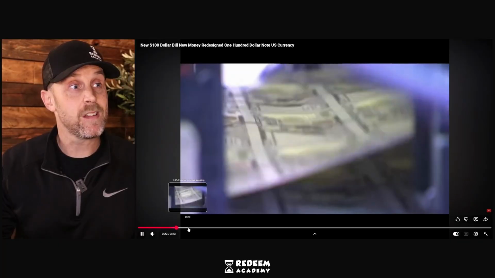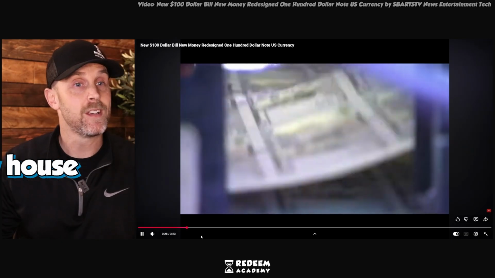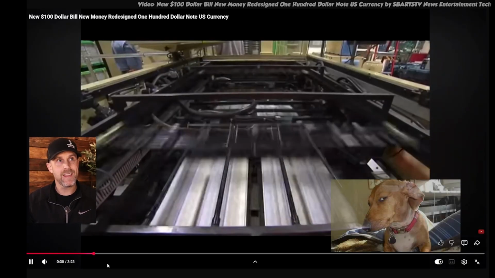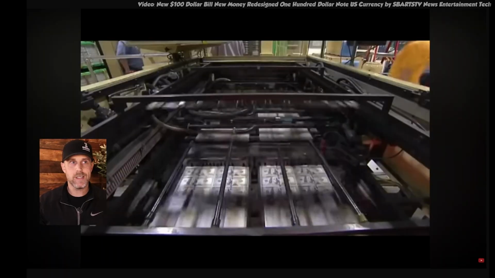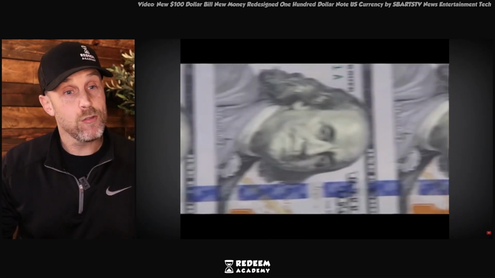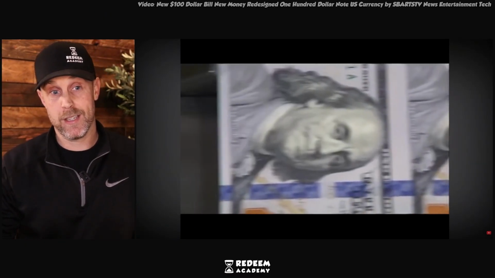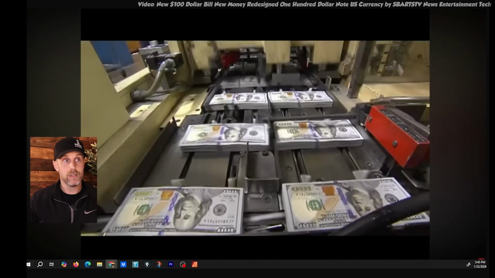Rolling in the Benjamins. You know, after watching this video, I thought to myself, I need to get one of these for my house. It's kind of big, but I think it would probably fit in my garage. And it could really come in handy for some of the things I've been wanting to get. I mean, it only makes one thing, but I think I could use that one thing to get some other things. It's really good at replicating $100 bills.